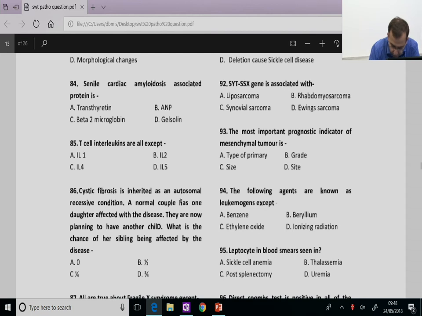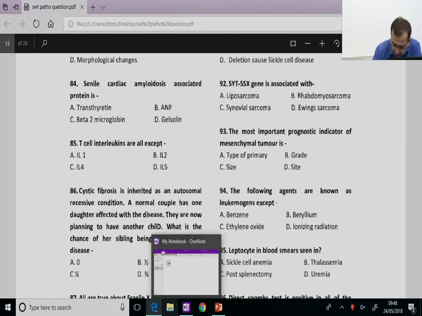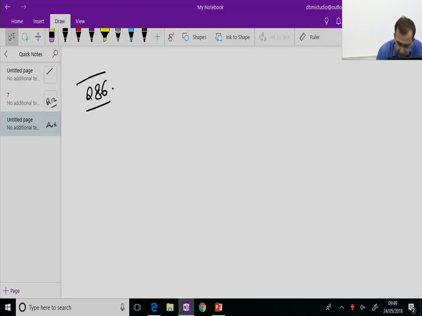Now, a normal couple has one daughter affected with the disease. They are now planning to have another child. What is the chance of her sibling being affected? Easy. 1/4. The answer is C, that is 1/4. Nothing, it is extremely easy.